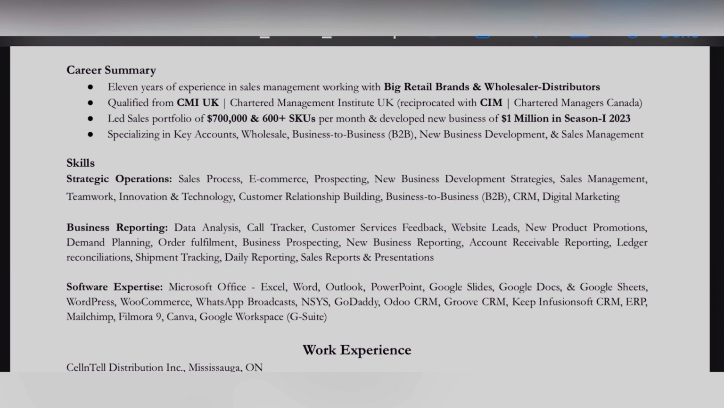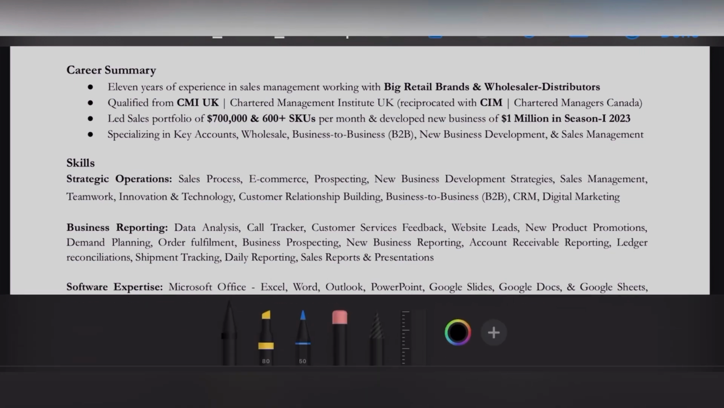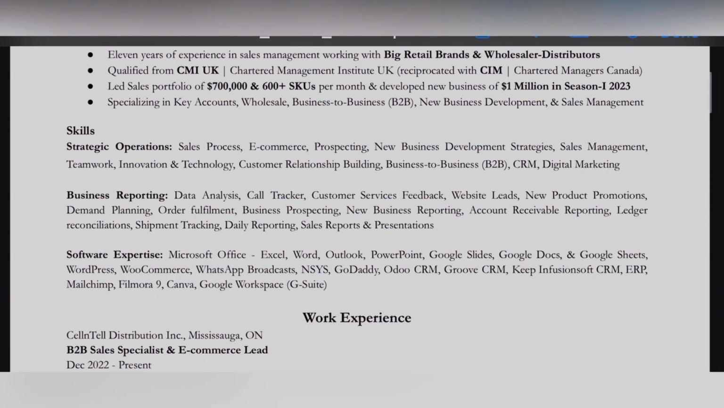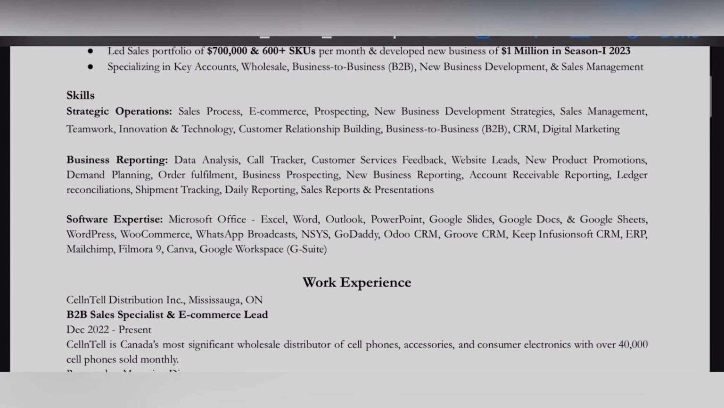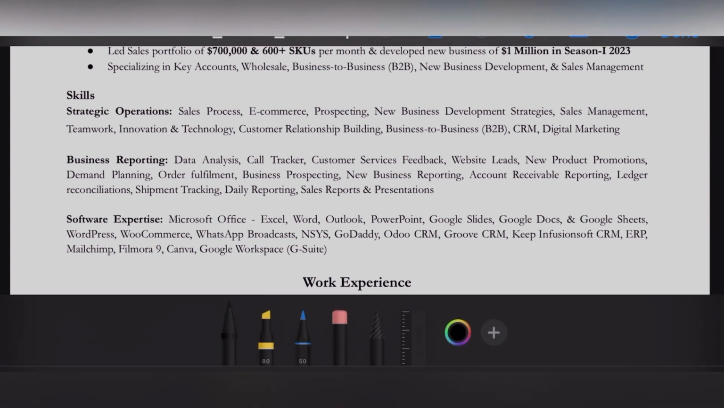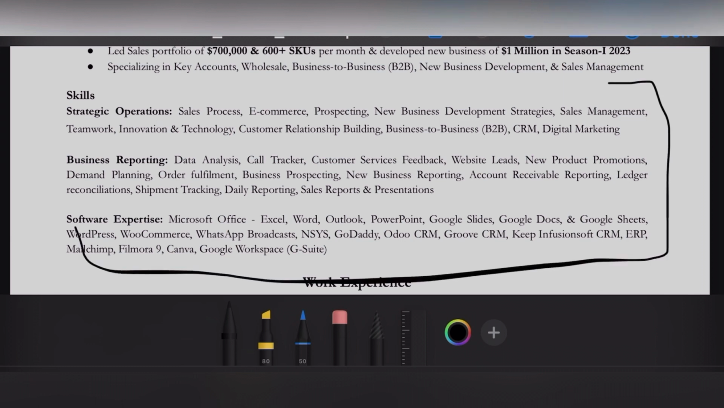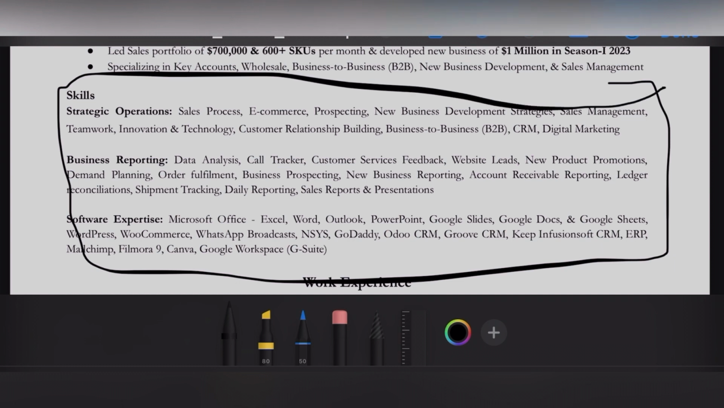Now, next up, this is important as well. I've put my skills here, and what I would suggest is that you should categorize your skills into three different heads like this. Just giving you an example, my strategic operations skills include, now these are again all keywords. All of these are keywords for ATS.